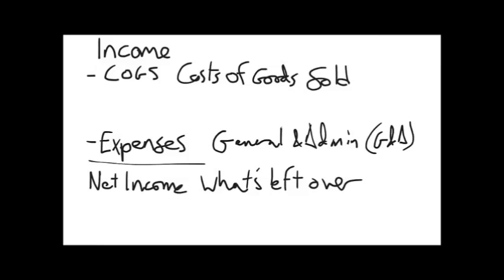Rent is another general administrative expense. If I don't build any products, I still have to pay my rent. I still pay my utilities. Those kind of things are general administrative.